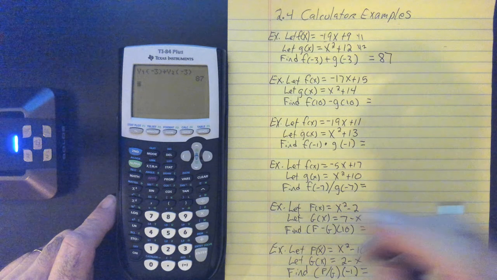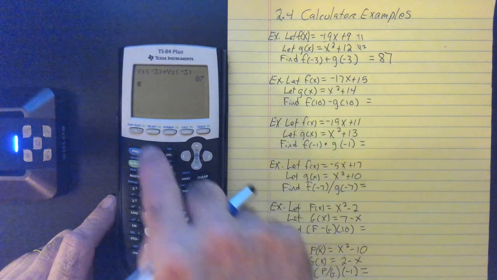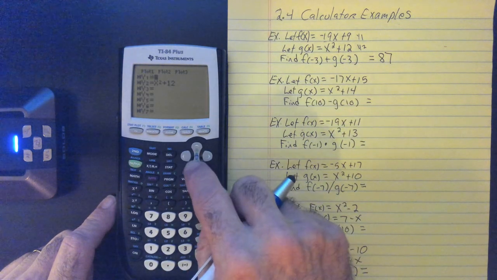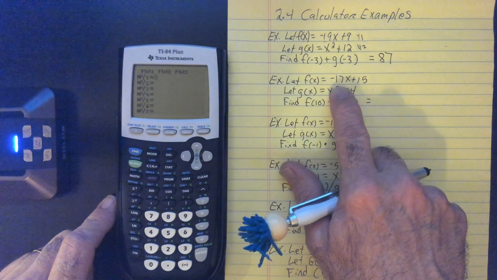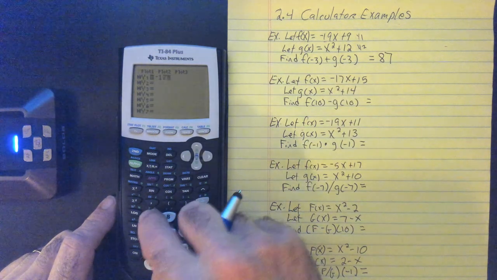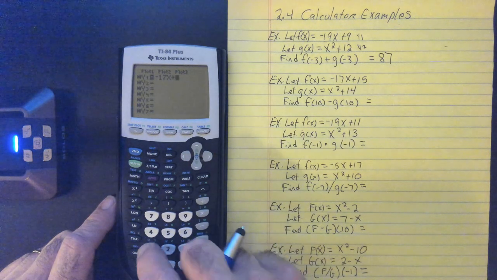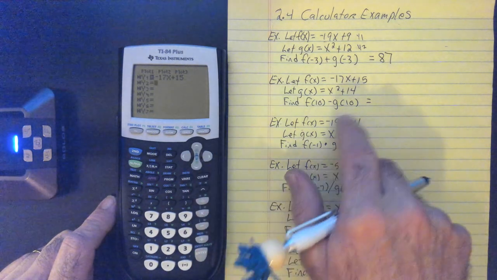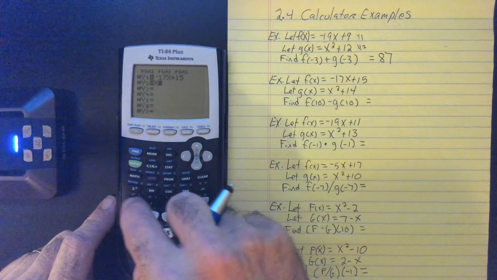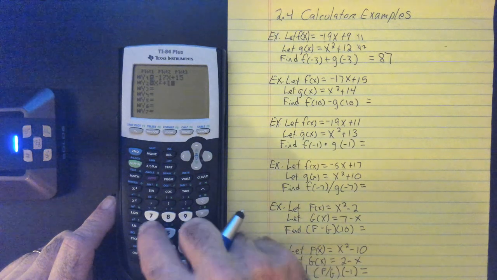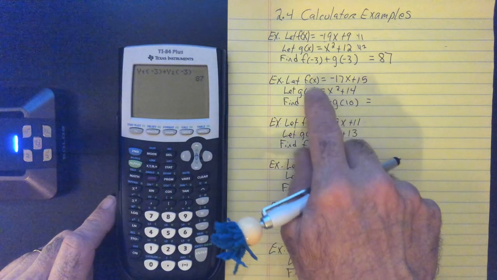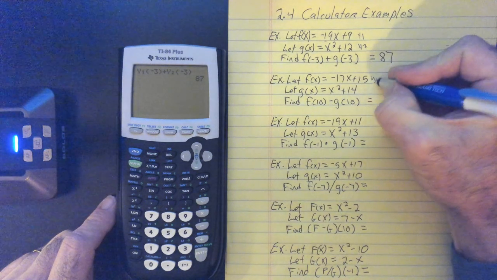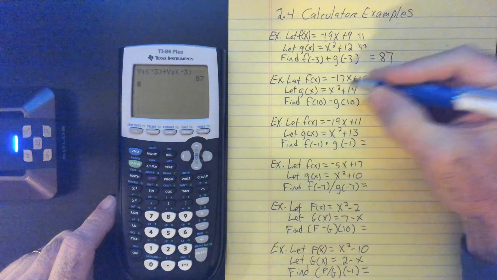Alright, so let's go to the next one. I'm going to go back to y equals, clear both of those, go back to y1, I'm going to put in negative 17x plus 15, arrow down to y2, we're going to put in x squared plus 14. So I'm going to quit that screen, and then this will be my y1, which is f of x, y2, which is g of x.